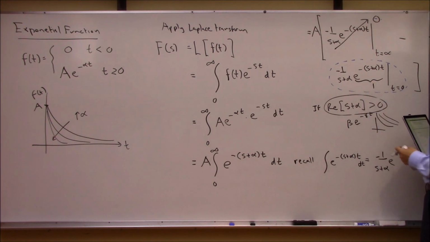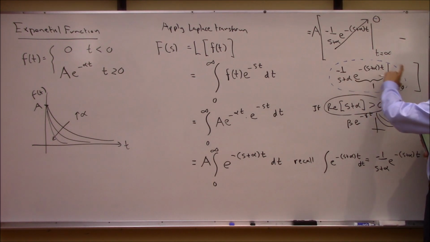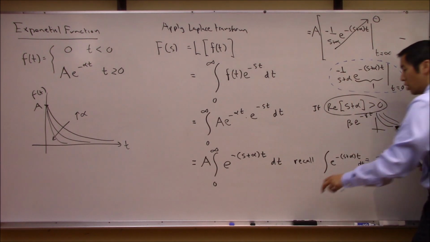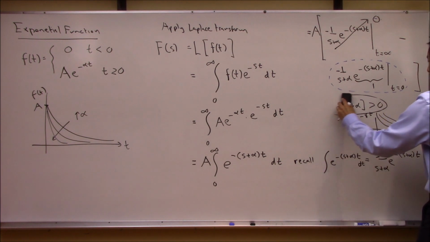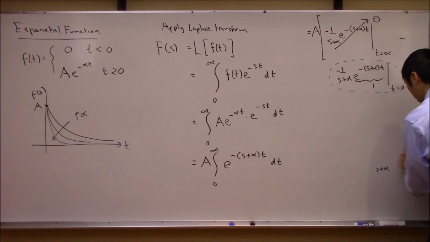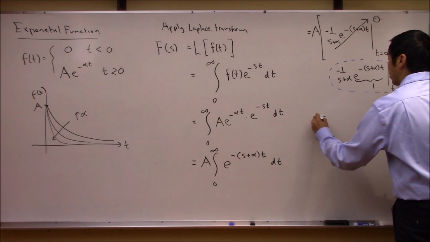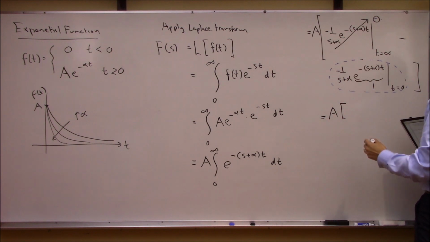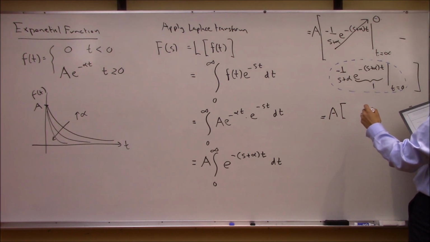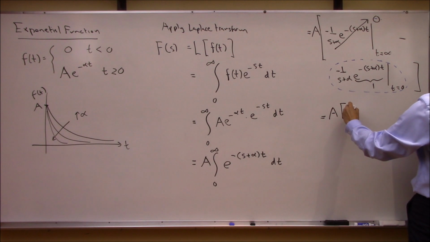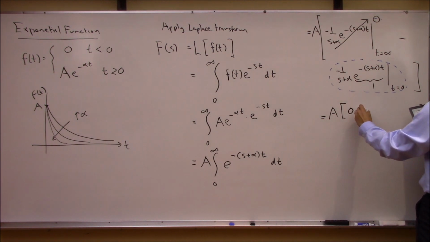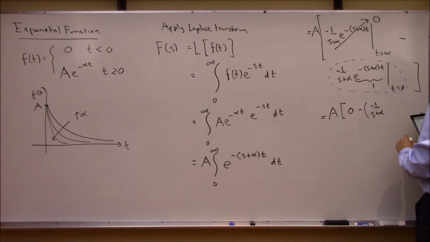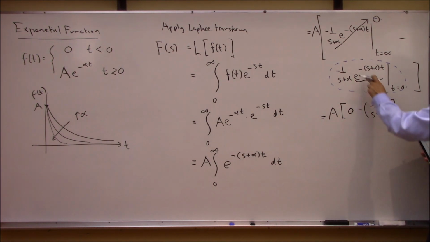This thing becomes a 1. So this whole blue term turns into, basically, minus 1 over s plus alpha. Let me erase this to get a little more room. What this boils down to is I still have the a on the outside, and now this is like a 0 minus 1 over s plus alpha. That's it, because the exponent went to 1.